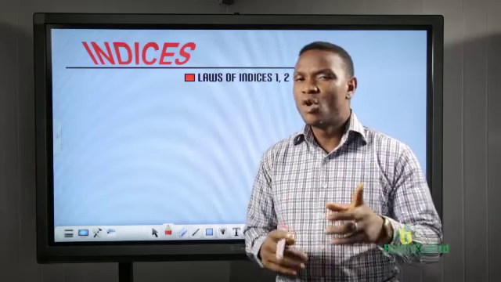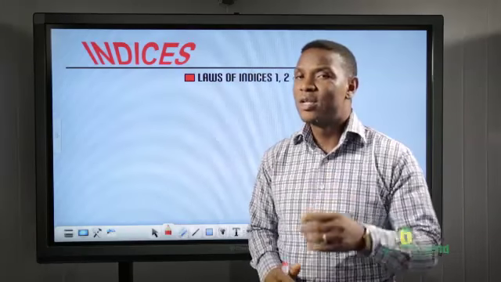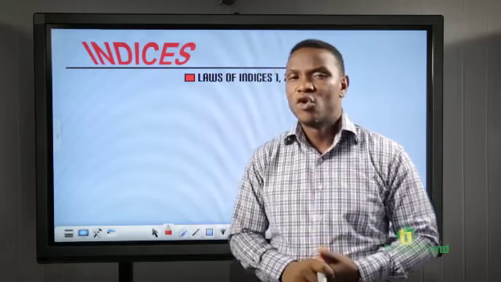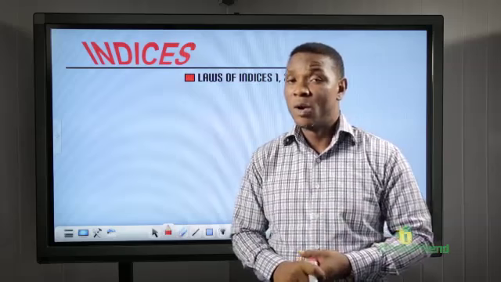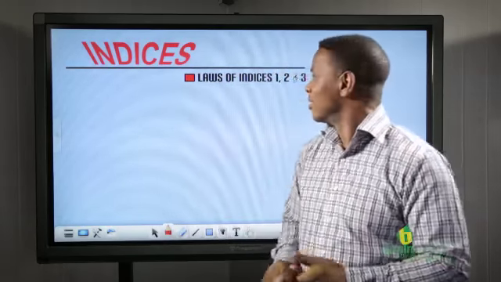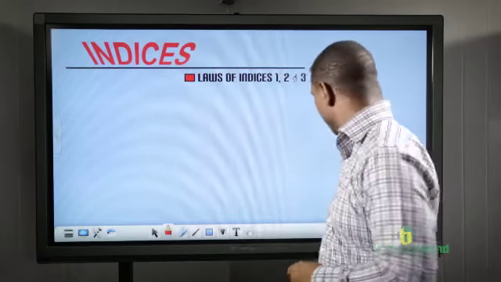We'll be looking at the theme numbers and numeration, and under numbers and numeration, we'll be looking at the topic indices. In our last class, remember we looked at the basic introduction to indices. Well, in this class, we're going to go further and look at the laws of indices. There are 6 laws in total, but for this class, we're going to look at the first, the second, and the third law. Let's go into our class and quickly see what we have for today.